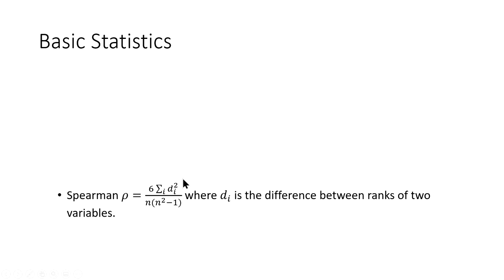Another type of correlation is called Spearman rank correlation, defined by rho equal to 6 times the summation of di squared divided by n times n squared minus 1, where di is the difference between ranks of two variables.